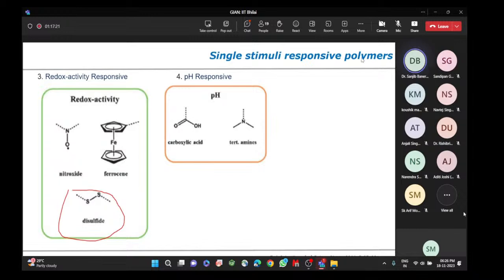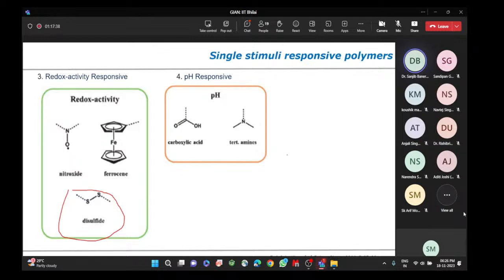Okay, coming to the pH response. I request you to raise your hand. That's very easy to see rather than the chats, as Naftaj is doing. So for pH responsive molecules for this session, we'll consider two very simple examples.